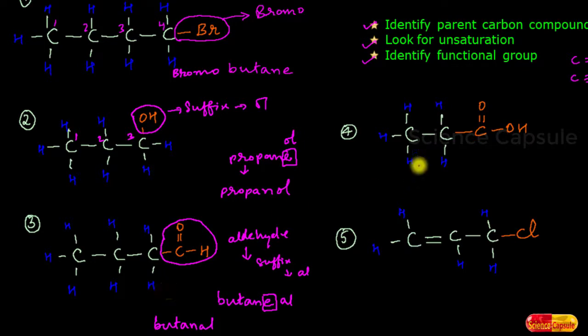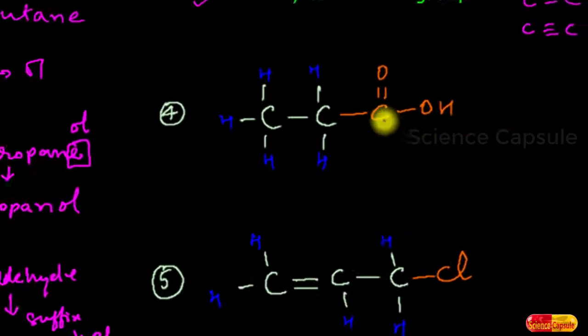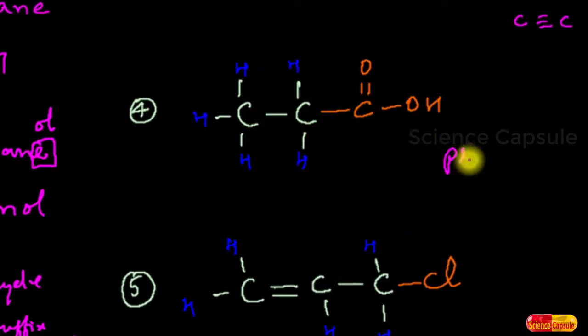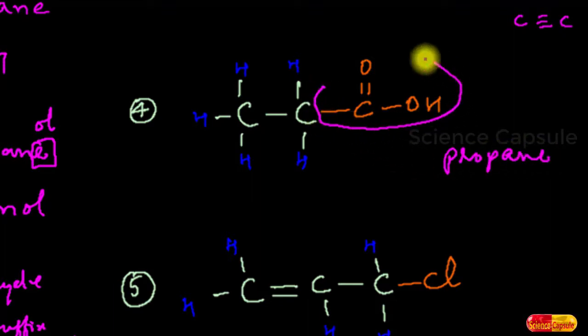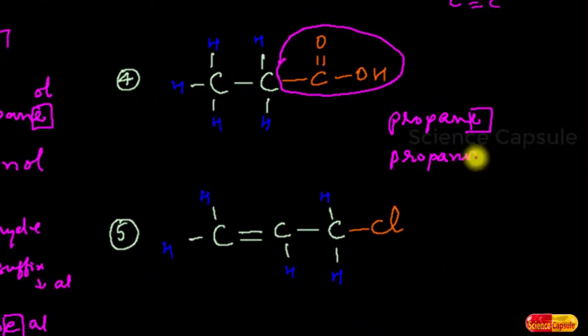Now look at the fourth compound. Here we have got 3 carbon atoms, so the parent compound again is propane. The functional group carboxylic acid exists and the suffix of carboxylic acid is oic acid. So the end E of the hydrocarbon needs to be replaced with oic acid. So we will get the name as propanoic acid. Got it? Now see the fifth one.